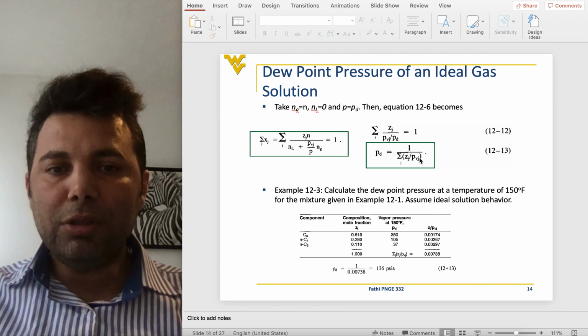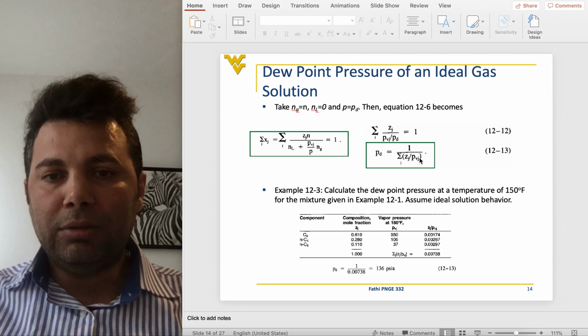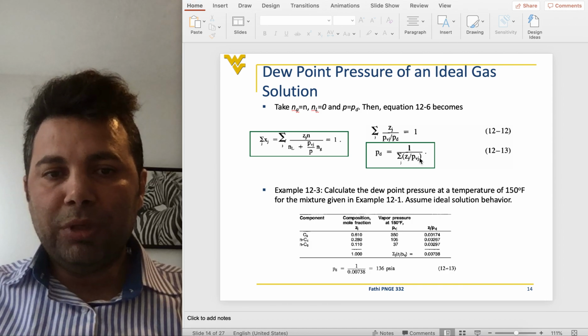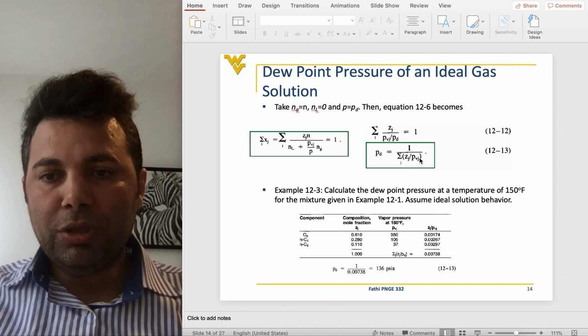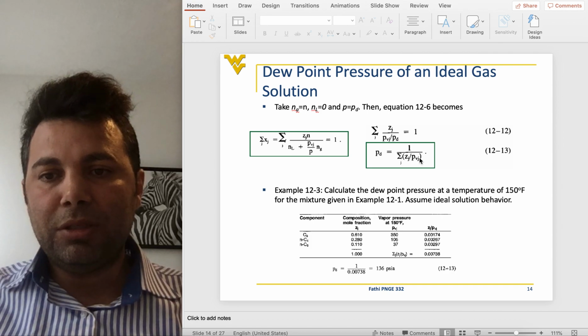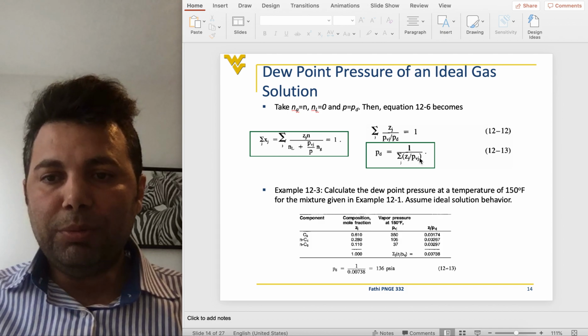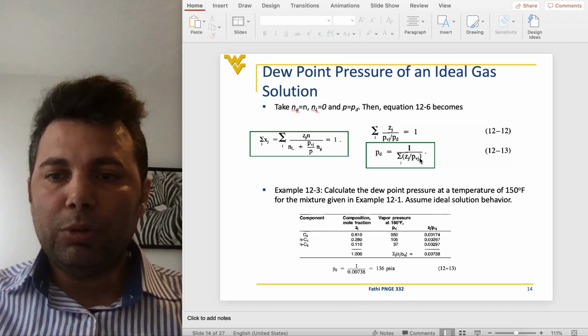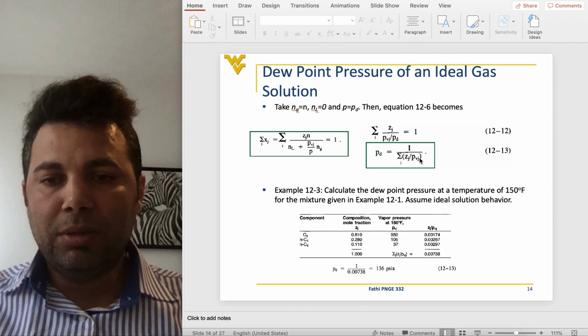So for ideal solution, it's very easy to calculate the dew point pressure and the bubble point. In the case of bubble point pressure, the composition of a mixture is given, so PB was simply the summation of Zj times PVJ. I will read the vapor pressure of each component at the temperature given using the Cox chart, and then multiply by Zj, sum them up, that's the bubble point.